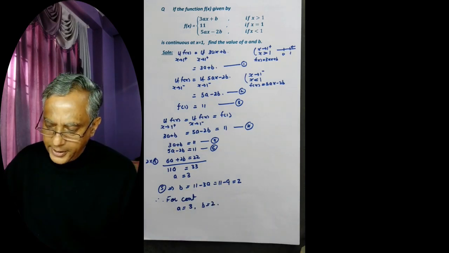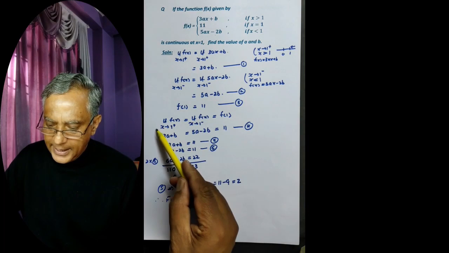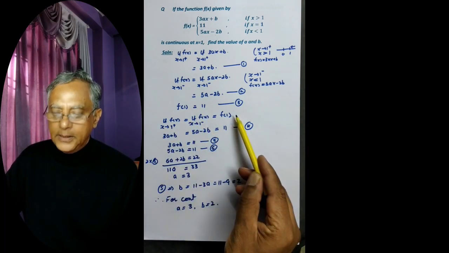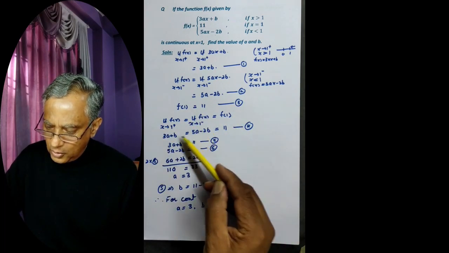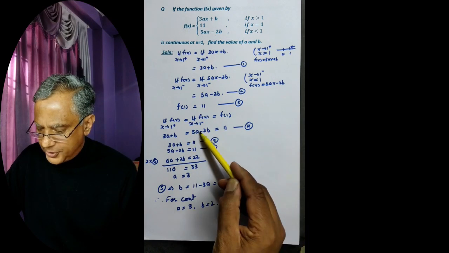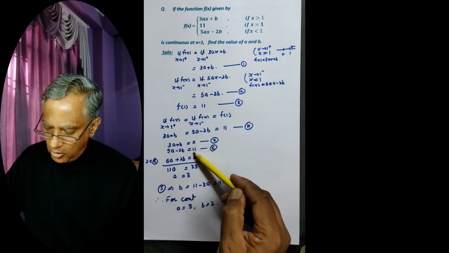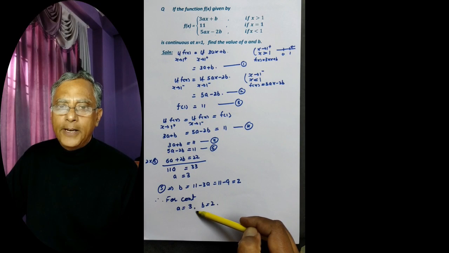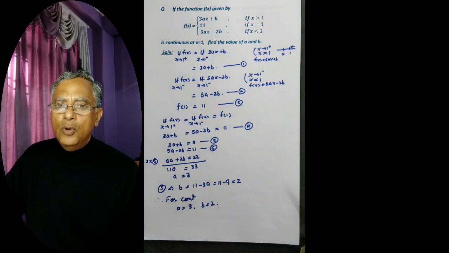Because for continuity, this condition has to be satisfied. And from this condition, we got this equation, from where we generated these two equations, solved them simultaneously and got the values a equal to 3 and b equal to 2.